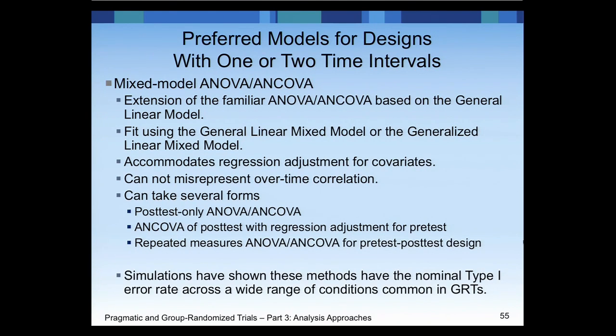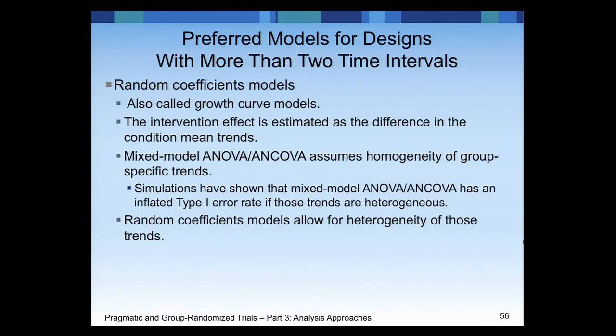If we have more than two... simulations have shown that these methods have the nominal type 1 error rate across a wide range of conditions common to group randomized trials. Now, if we have more than 2 time intervals, we need to change the model substantially.